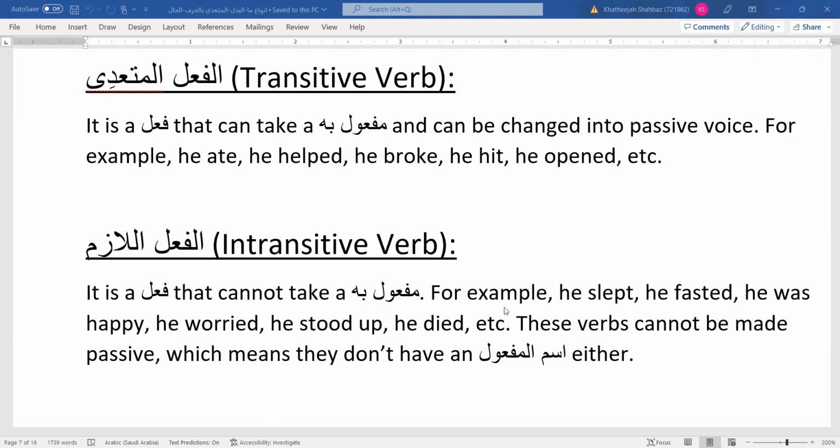For example, he slept. This is a sentence which does not generate the question who or what. Or you cannot add something to it like he slept someone or he slept something. No, you cannot do that. So it doesn't take a maf'ul bihi, and therefore it will be called intransitive verb, al-failul lazim. And because it doesn't take maf'ul bihi, it cannot be changed into passive voice either.